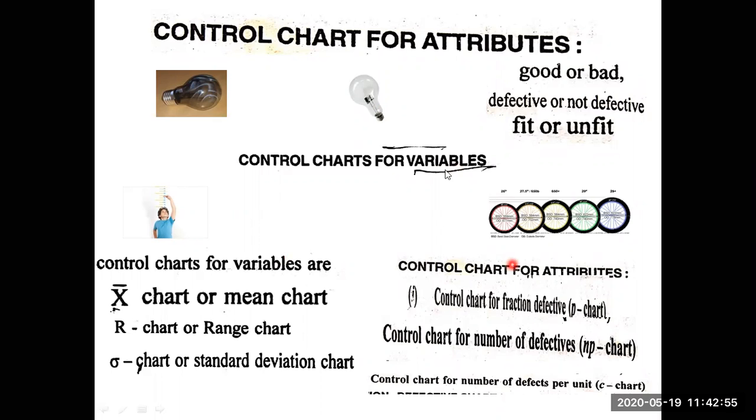Control chart for variables means you are producing rims for cycles and cars. There are different sizes of rims that can be measurable. Measurable means variables. What is not measurable comes under the control charts that you call attributes: p chart, np chart and c chart. Whereas variable charts are x bar chart or mean chart, r chart or range chart, sigma chart or standard deviation chart.